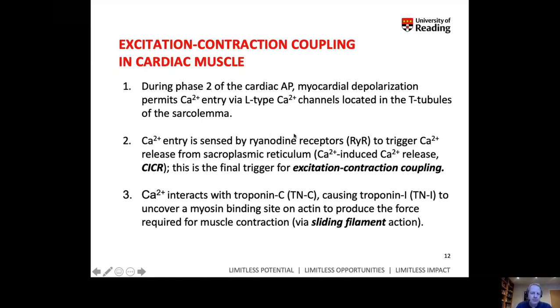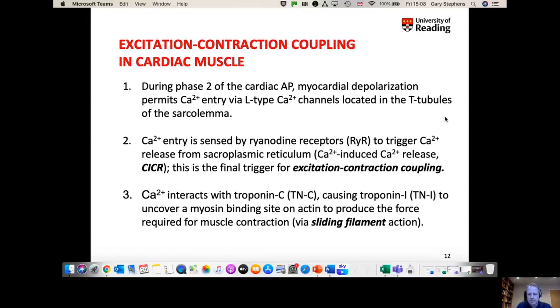So calcium is sensed by ryanodine receptors, which are also present in skeletal muscle, and it triggers what we call calcium-induced calcium release, CICR, as the final trigger for excitation contraction coupling. This occurs to a certain extent also in skeletal muscle. Again, look back at your notes.